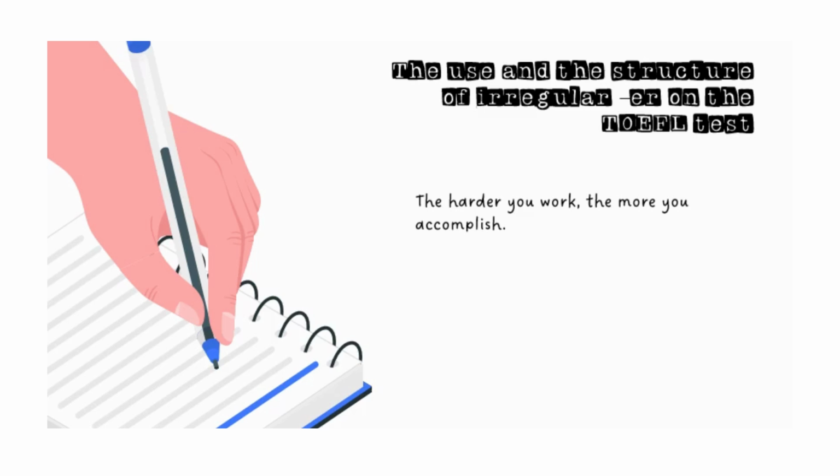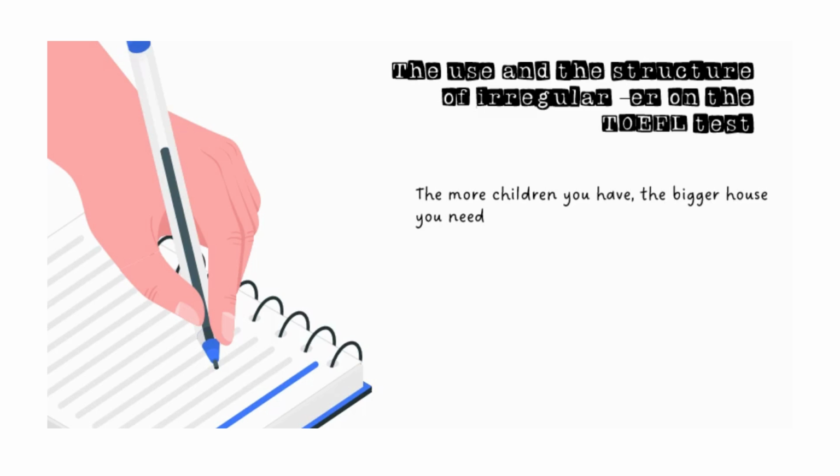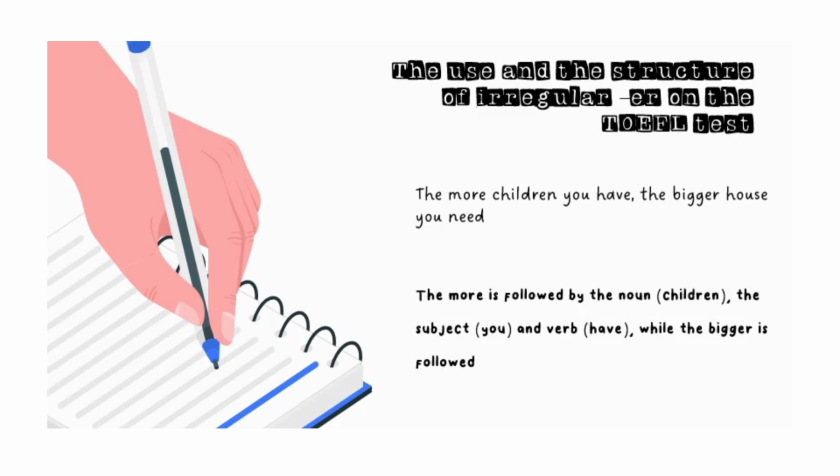Okay, what about the second sentence? The more children you have, the bigger house you need. The comparison the more is followed by the noun children, then the subject you, and the verb have, while the bigger is followed by the noun house, the subject you, and the verb need. Once again, you can see that it is parallel. When the comparison is followed by a noun first and then subject and verb, the second one must also have the same pattern.